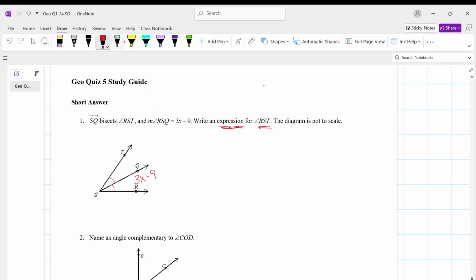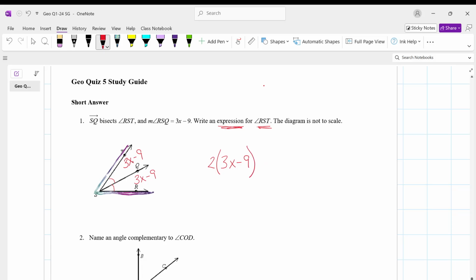All right, this is angle RST. This big one right here. Angle R to S to T. An expression doesn't have an equal sign. So if these two angles are equal to each other, then this angle is also 3x minus 9. Well, the expression for angle RST would be 2 times 3x minus 9.